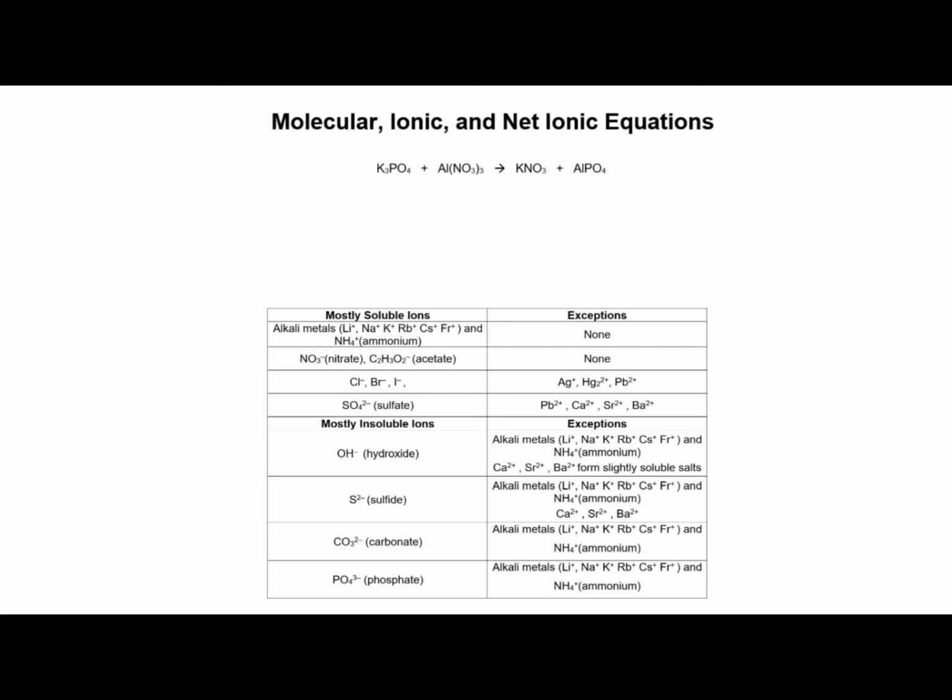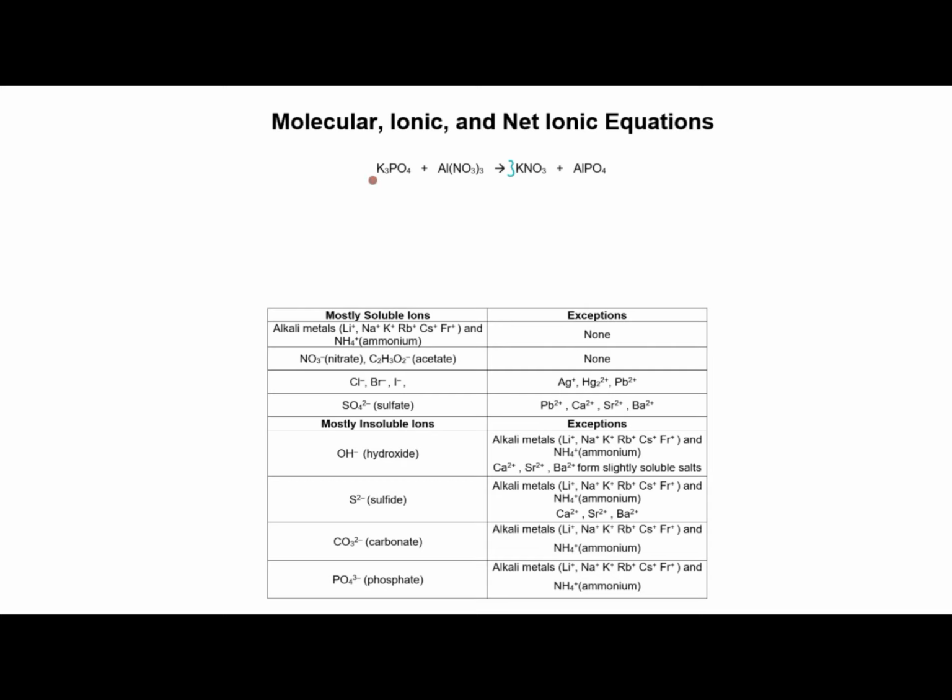It's not even balanced. So before we do anything, let's go ahead and balance this equation. So I know I'm going to need a 3 here for balancing my potassiums, and that actually balances my nitrates, and phosphates and aluminums are good. Okay, so at least it was an easy balance. Now let's determine which salts are soluble and which salts are insoluble.